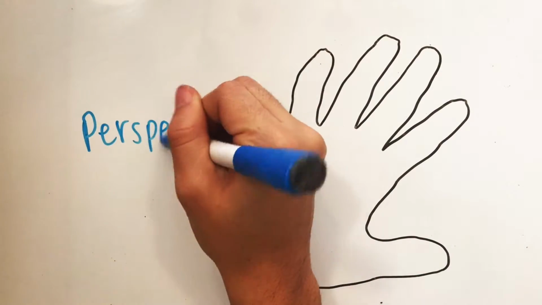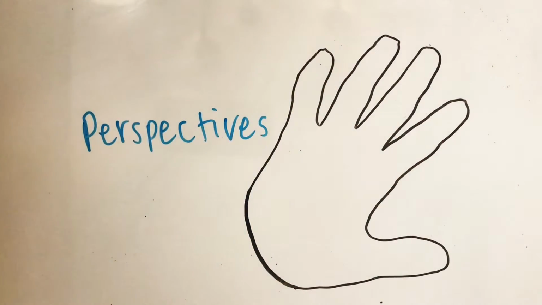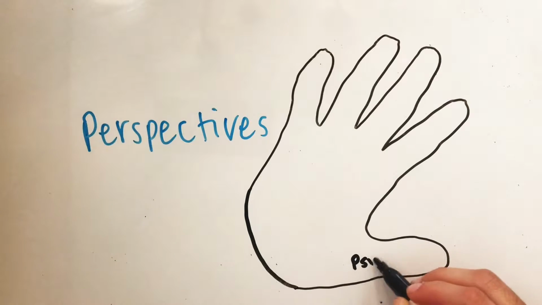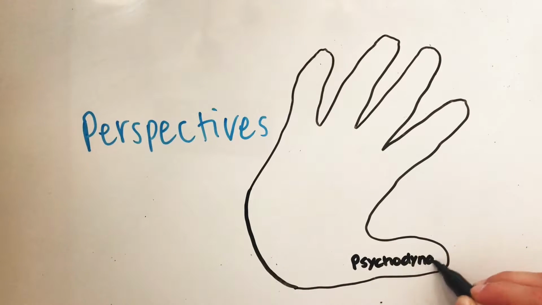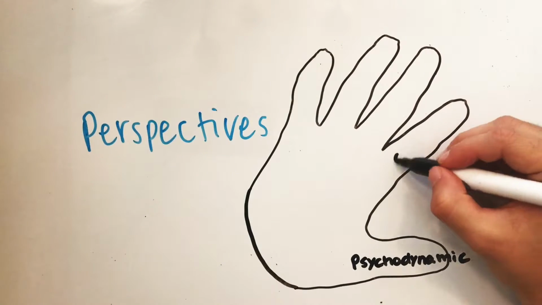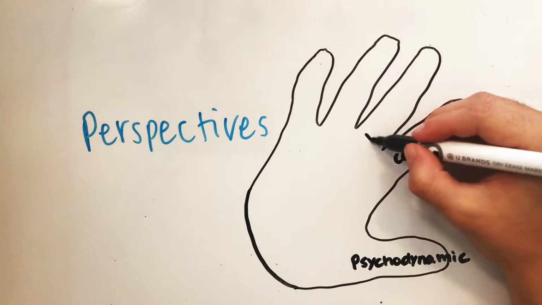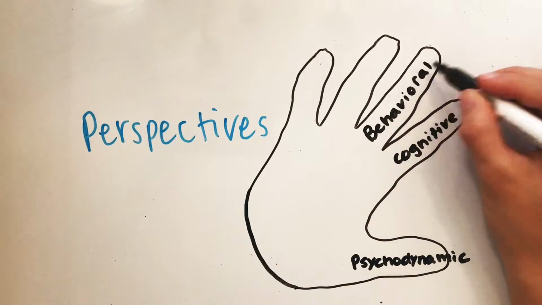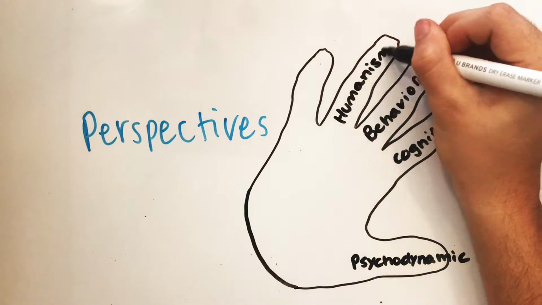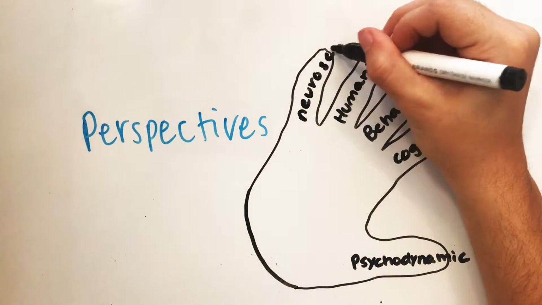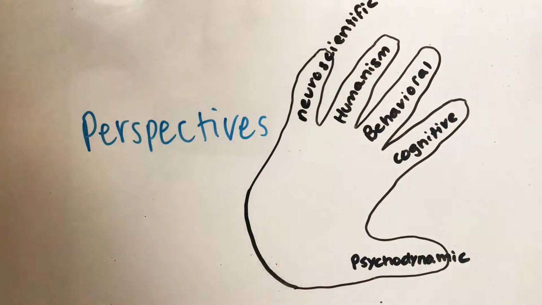Along with these people come the major perspectives of psychology. The first perspective that we have is the psychoanalytic perspective. Then we have the cognitive perspectives. Then we have the behaviorism perspective. Then we have the humanism perspective. And then the neuroscientific perspective.